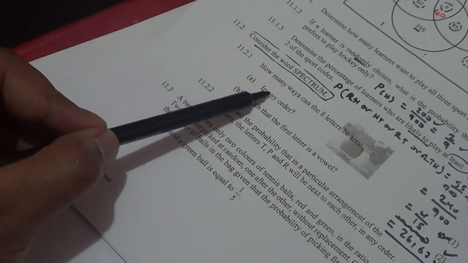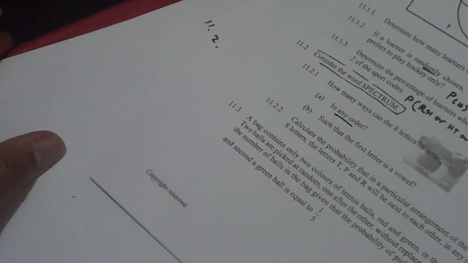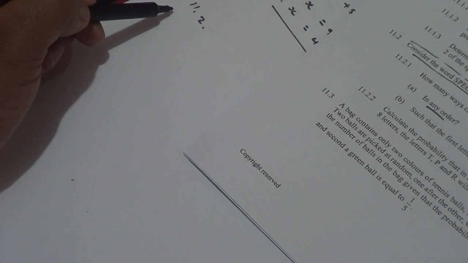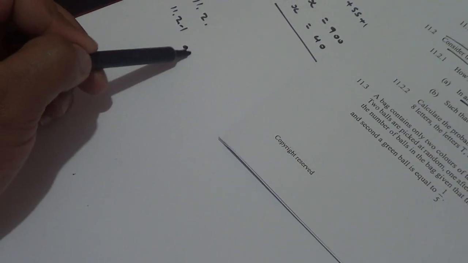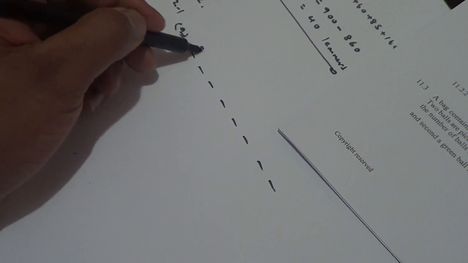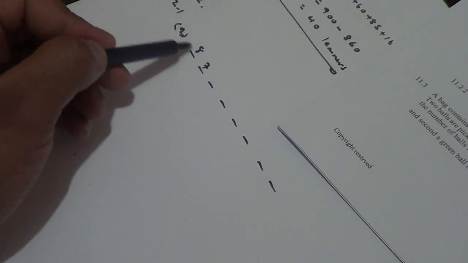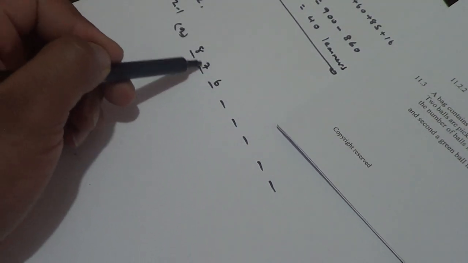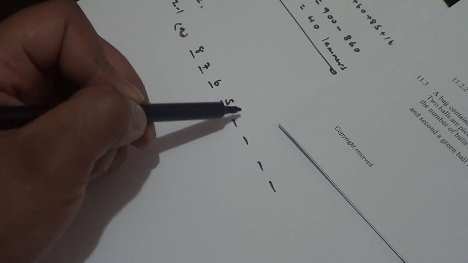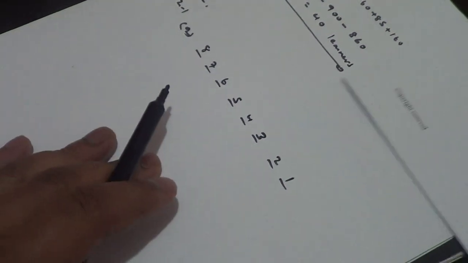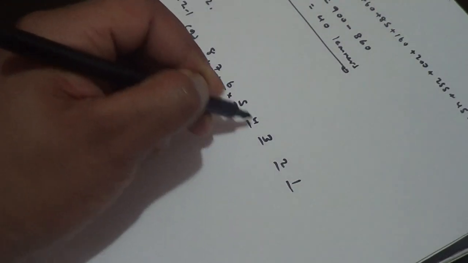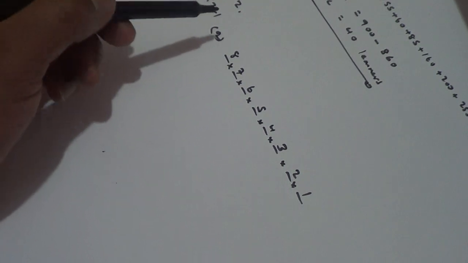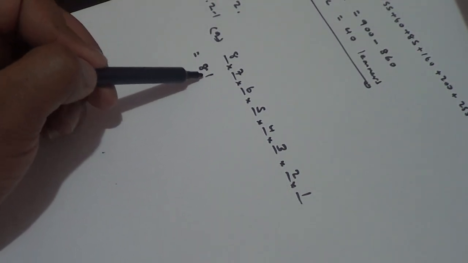In any order, so there's no restriction. If it is in any order, there's 8 of them. So 11.2.1. For A, we have how many spots? 8 spots. 1, 2, 3, 4, 5, 6, 7, 8. For the first spot, we have 8 options. For the second spot, we have 7 options because we already put 1. For the third one, we have 6 because we already put down 2. And like that. Then you multiply all these possibilities. So you can say this is equal to 8 factorial.